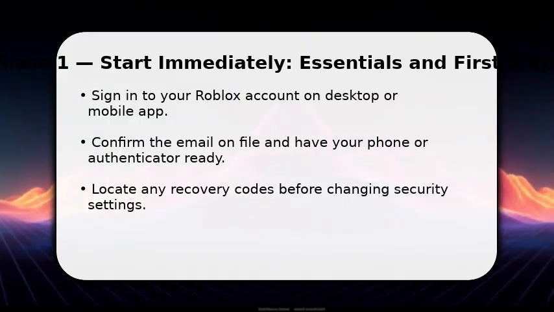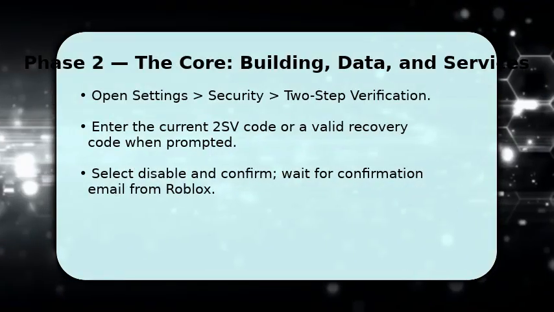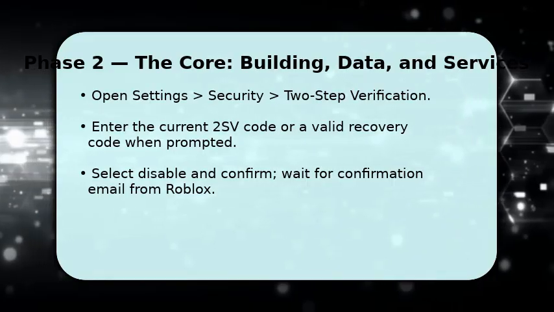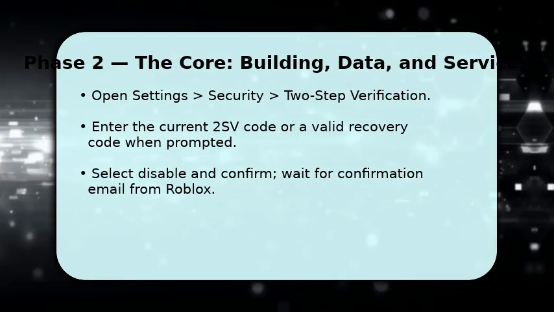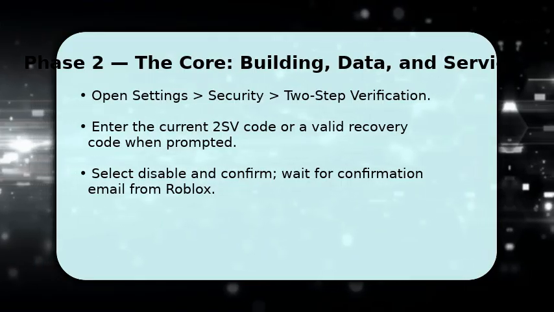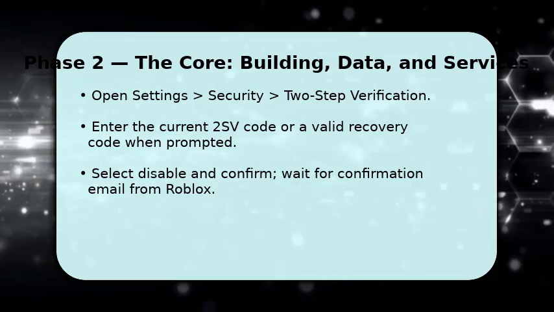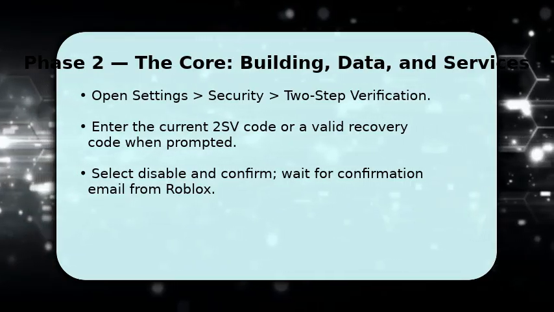Once you're at Security, choose Two-Step Verification and request to disable it. You will be asked for the active 2SV code or one of your recovery codes. Enter it exactly. After you enter a valid code, select Disable and confirm the change. Roblox sends a confirmation email, so make sure you can access that inbox.